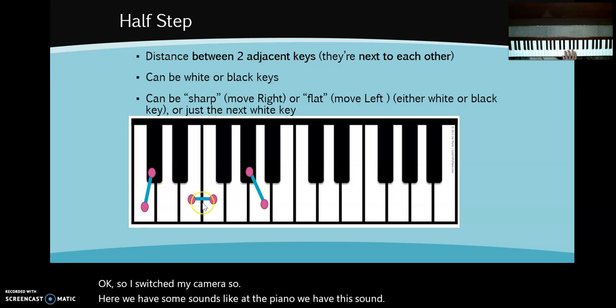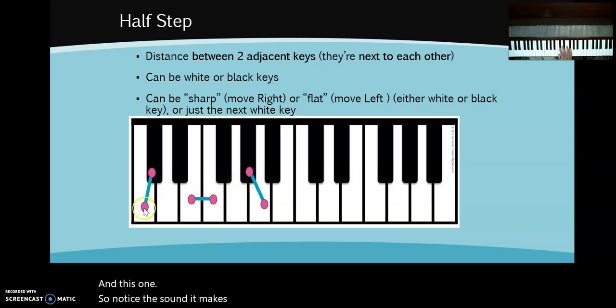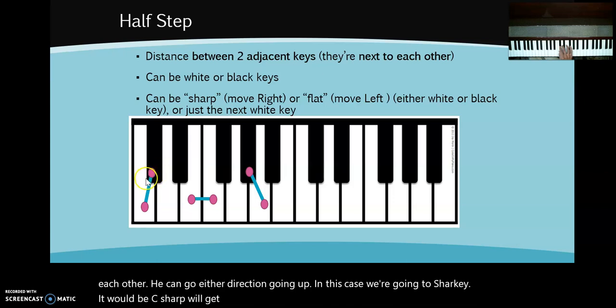Also this one. And this one. So notice the sound it makes, and also where my fingers are going. The keys are right next to each other, and you can go either direction, going up in this case. So we're going to a sharp key. If I were to name it, it would be C sharp. We'll get to that later in the presentation.